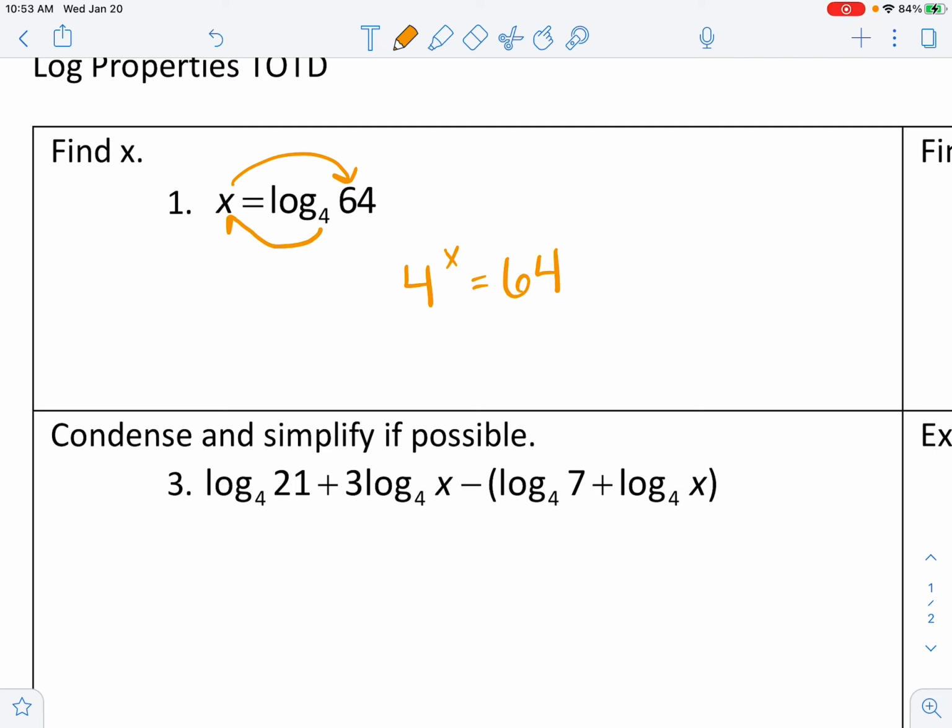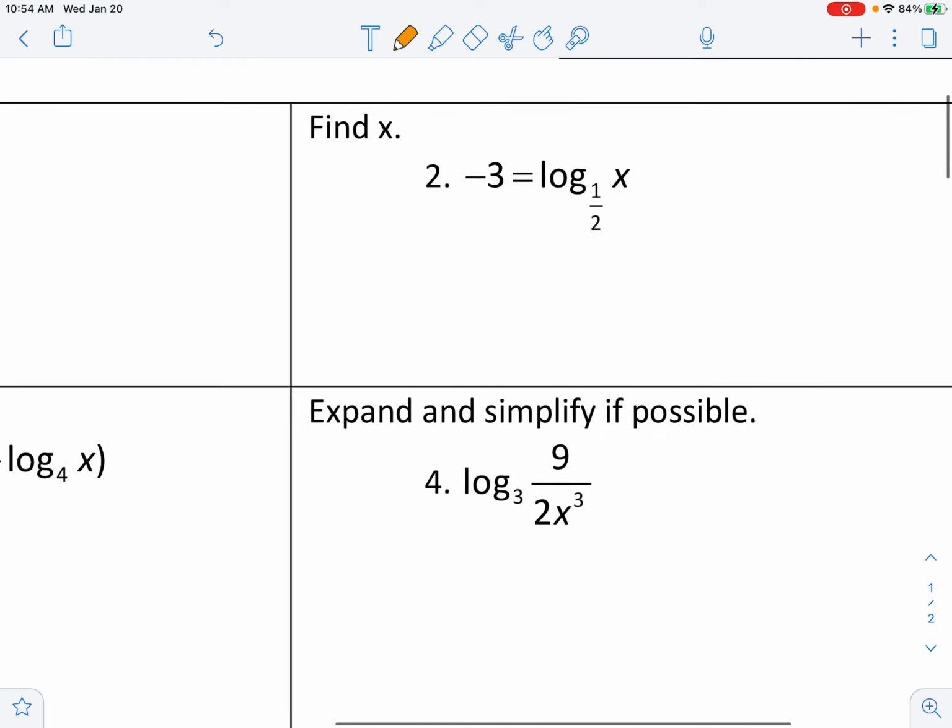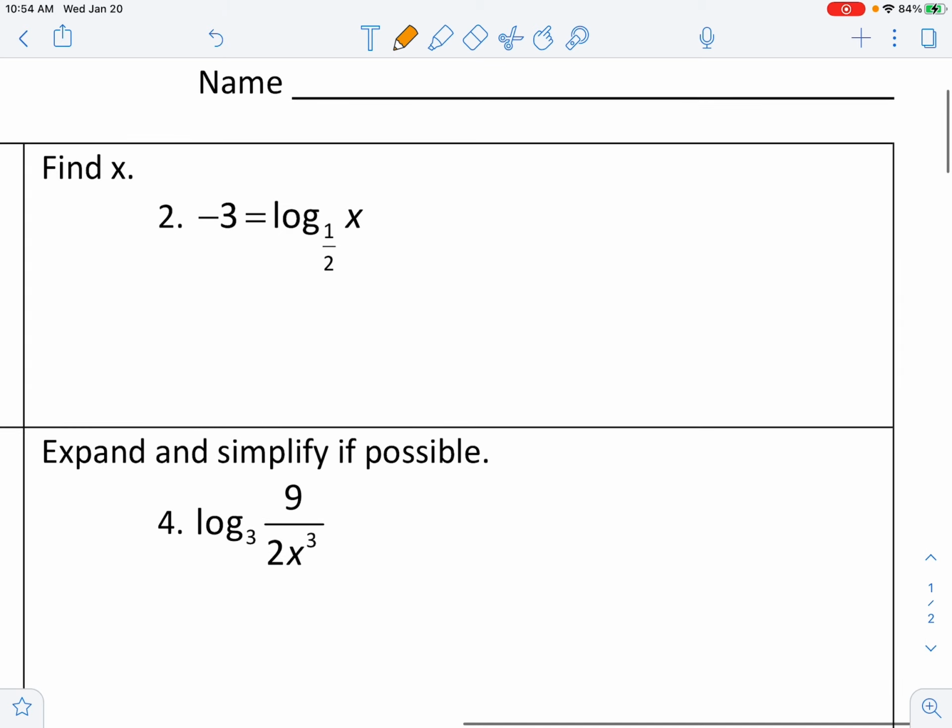Right? So when we read log base 4 of 64, what we're really asking is what exponent do I need to raise 4 to make it 64? And the correct answer here would be that you need to raise 4 to the third power so that it would become 64. Same idea with number 2.